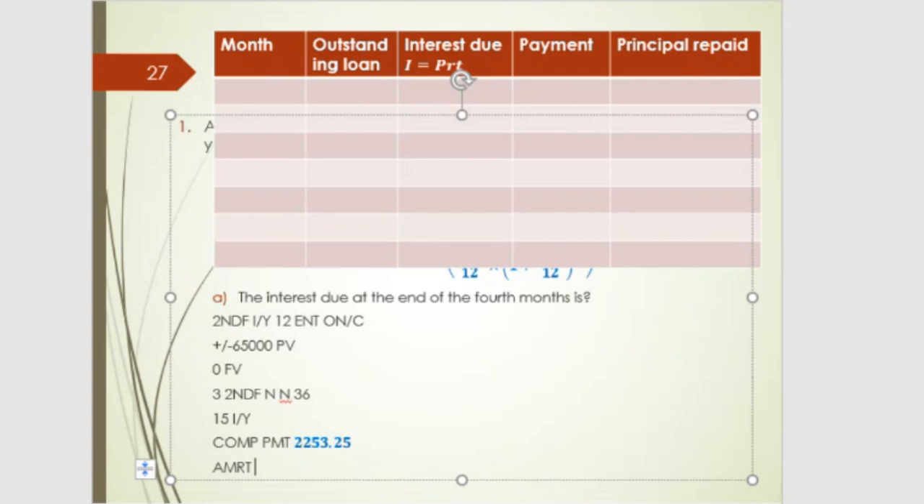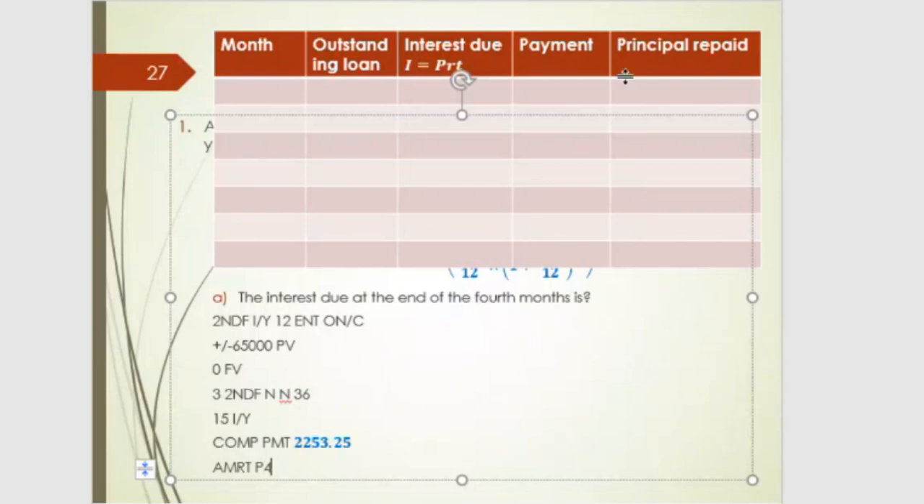All right. So you are referring to the month, yes, the fourth month. So it means P4 will give you that amount. Okay, thank you. So that's how to do it using the financial calculator.